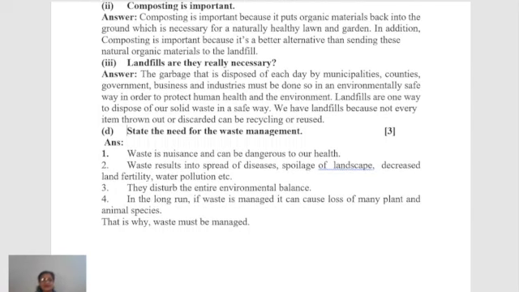Next is, landfills, these are really necessary. Yes, the garbage that is disposed of each day by municipal corporations, the counties, government, business, and industries must be handled in an environmentally safe way in order to protect human health on one side and the environment on the other. So, landfills are one way to dispose of our solid waste in a safe manner.